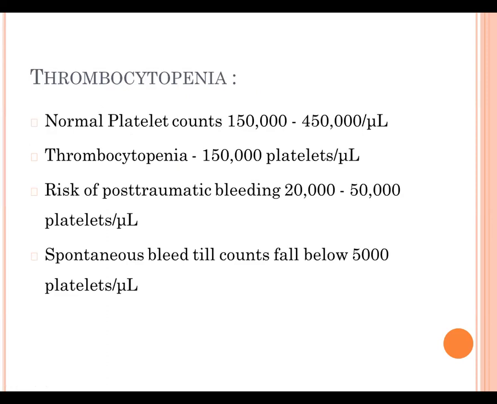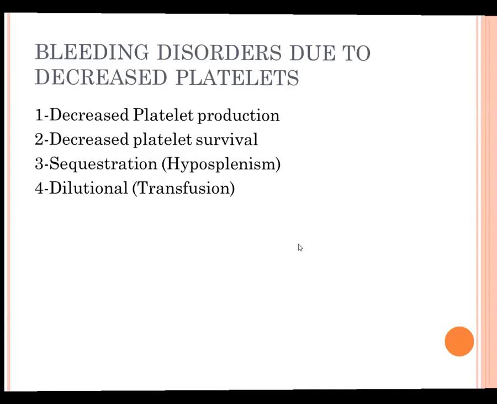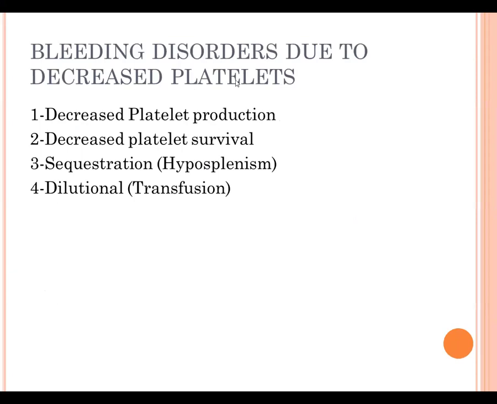This is the normal count of the platelet. It ranges from 150,000 to 450,000. So thrombocytopenia is when it is less than 150,000, and the risk of post-traumatic bleeding is when the platelet count is less than 20,000 to 50,000. Spontaneous bleeding may occur if the platelet count falls below 5,000 per microliter. So, bleeding disorders due to decreased platelets.